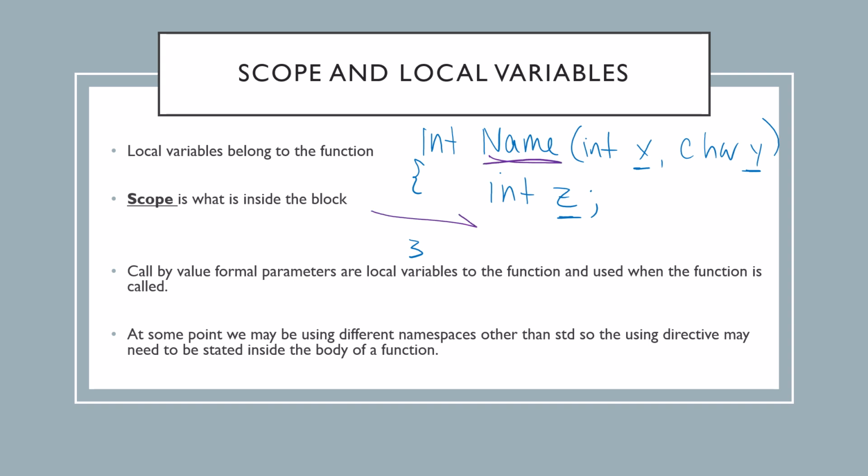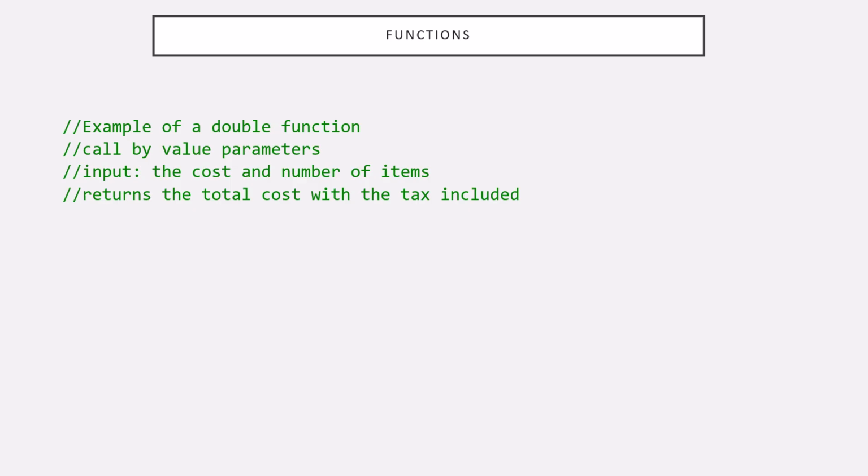They're in this scope. So when this function is called, it's going to declare an x and a y and assign those the values that are passed in. And then inside of the function, it's also going to declare a variable called z. These are local variables to the function. So the scope just means what's inside of the block of code that belongs to the function.